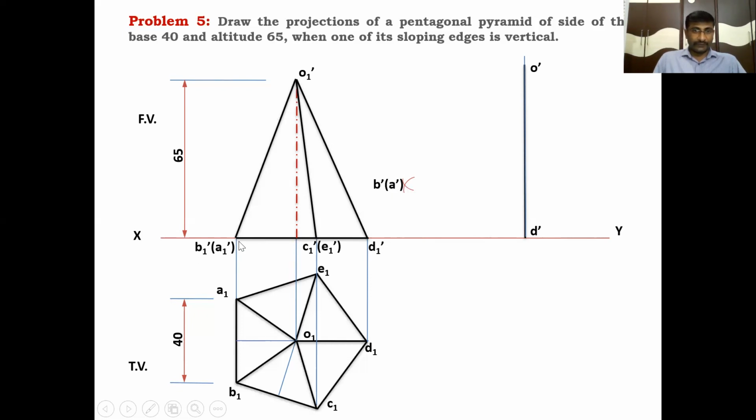This B1 dash of A1 dash becomes B dash of A dash after rotating the solid such that the slant edge, or slope edge, is vertical. After getting this point, join it with D dash and join that point with O dash. In this position the slope edge is vertical, so whenever the slope edge is vertical, the total solid will be rotated.